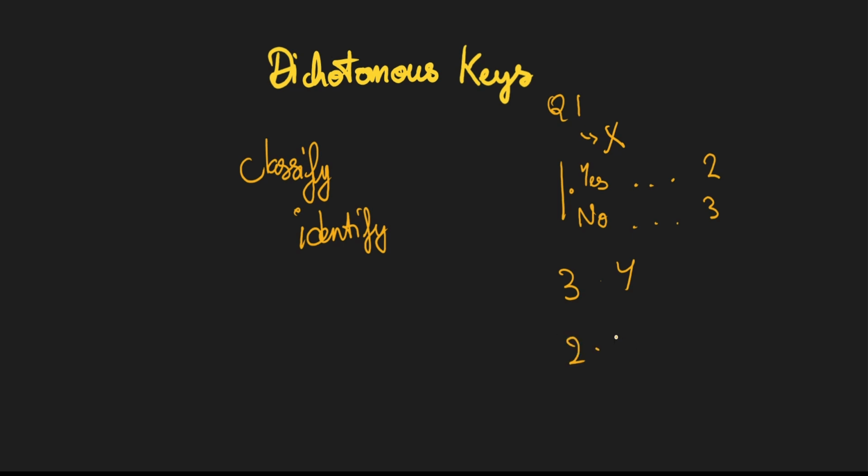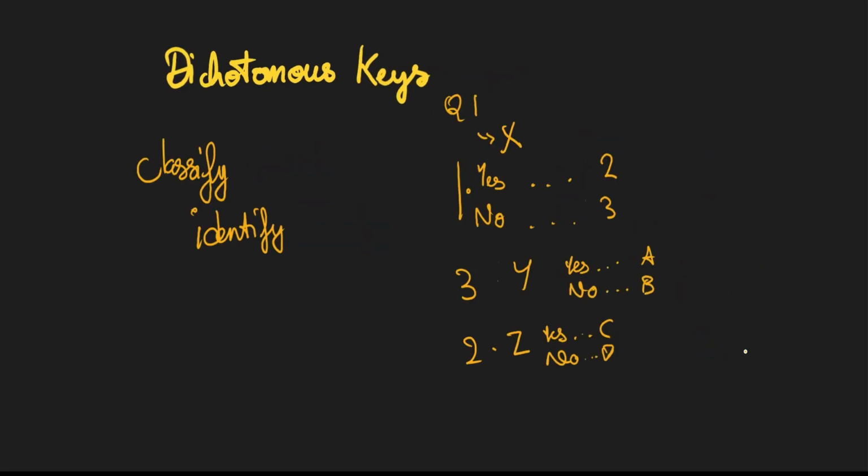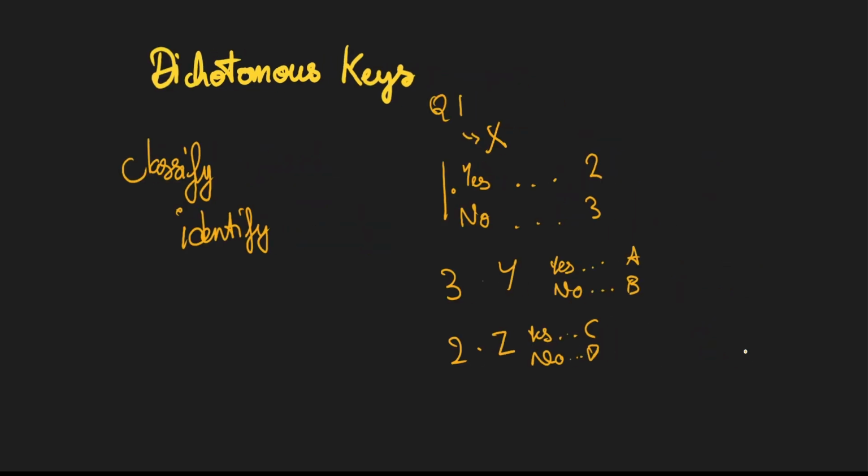Question 2 will ask about characteristic Z, and then under 3, you'll have yes, dot, dot, dot, organism A, no, dot, dot, dot, organism B. Under Z, if it's yes, dot, dot, dot, organism C, no, dot, dot, dot, organism D, right? That's how a dichotomous key usually works.